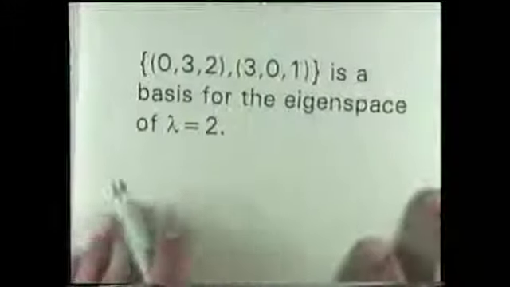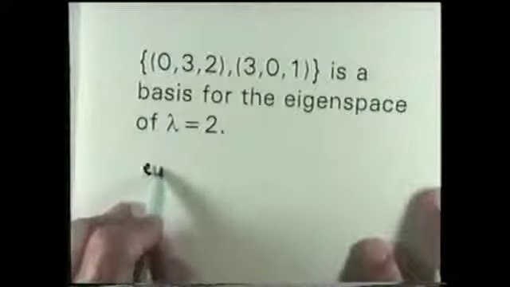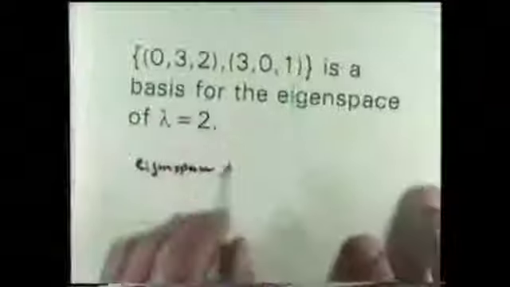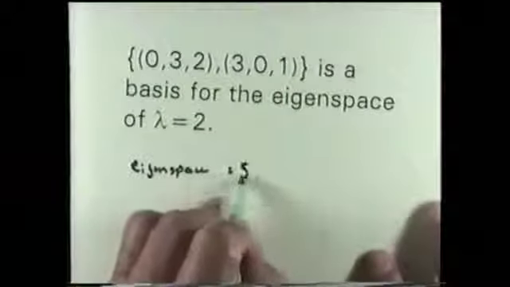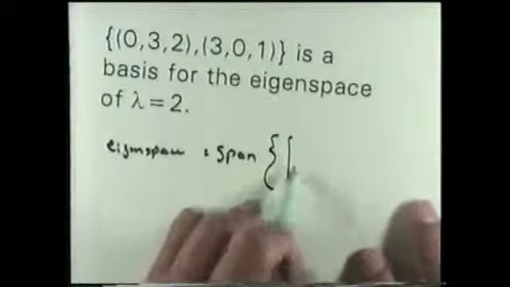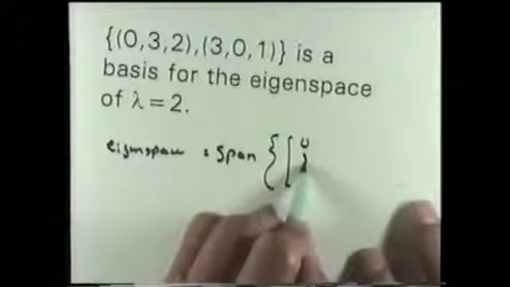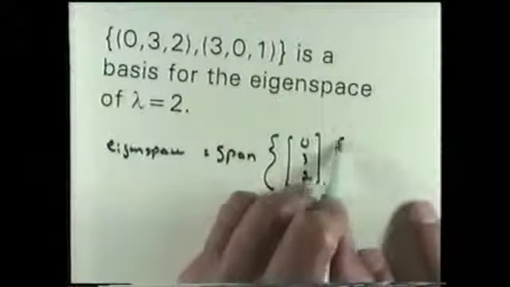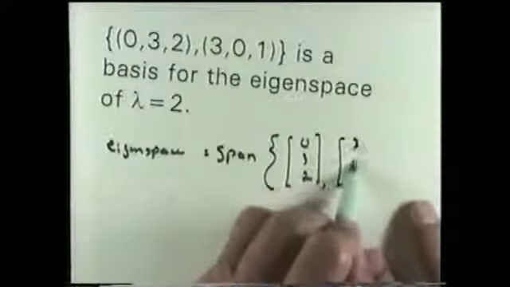So the eigenspace then would be the set of all linear combinations of these. So that would be the span of (0, 3, 2) and (3, 0, 1).